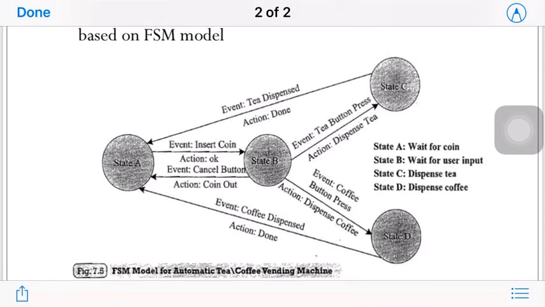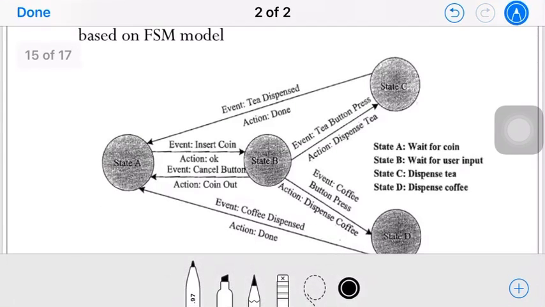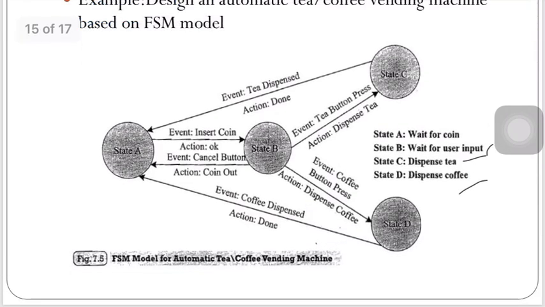State A means wait for a coin, state B means wait for the user input, state C is dispense a tea, and state D is dispense coffee. In this particular tea or coffee vending machine, we have two options: either we can have a coffee or we can have a tea. Whenever someone inserts a coin into the machine, he will get an option to choose whether he wants a coffee or a tea. Once he enters that, he will get either tea or coffee, right? This is basically the idea of that particular embedded system design.